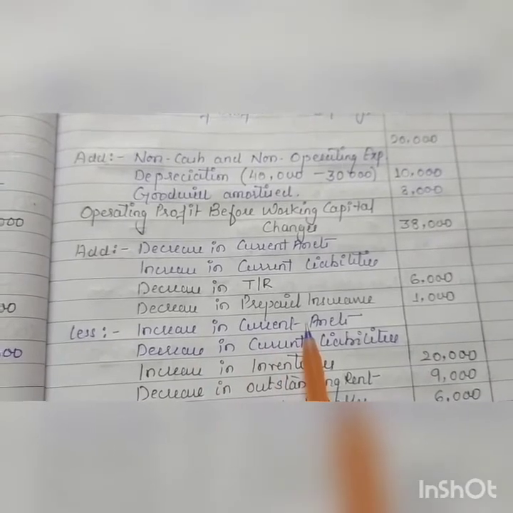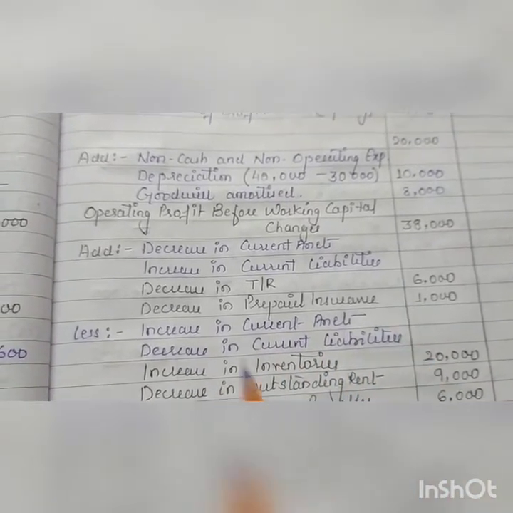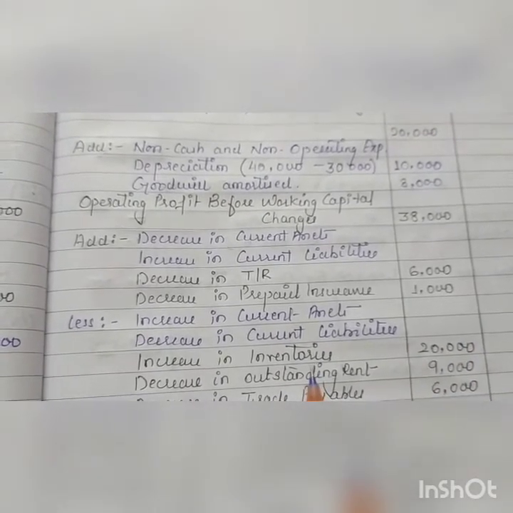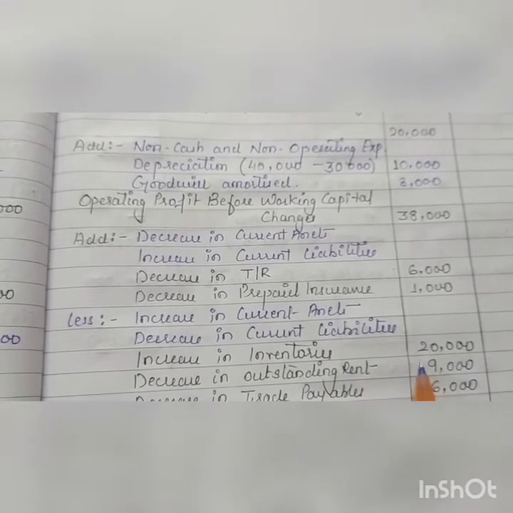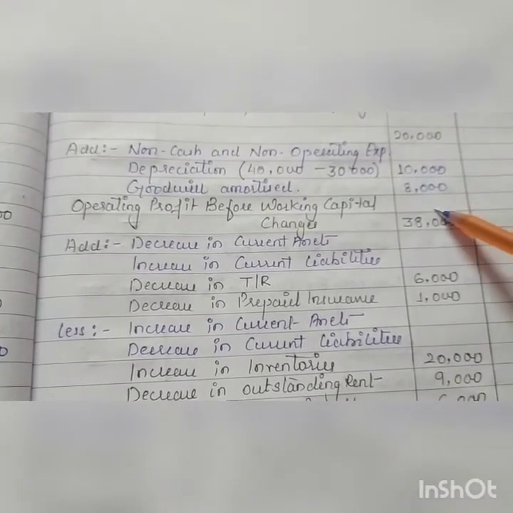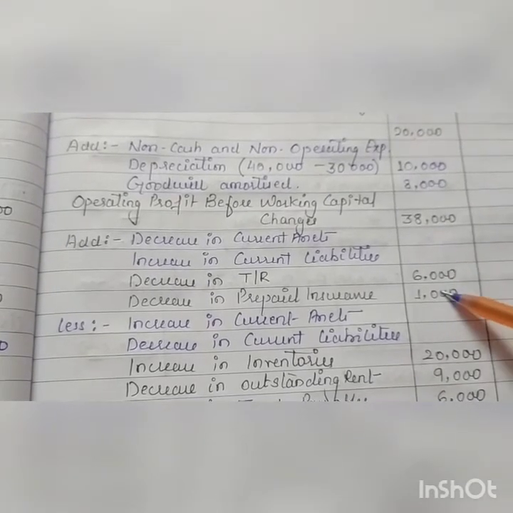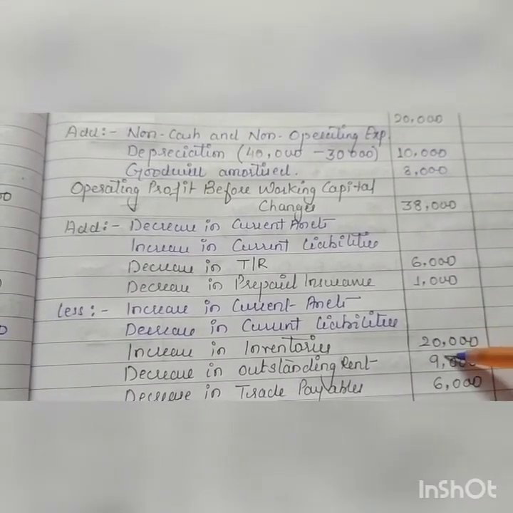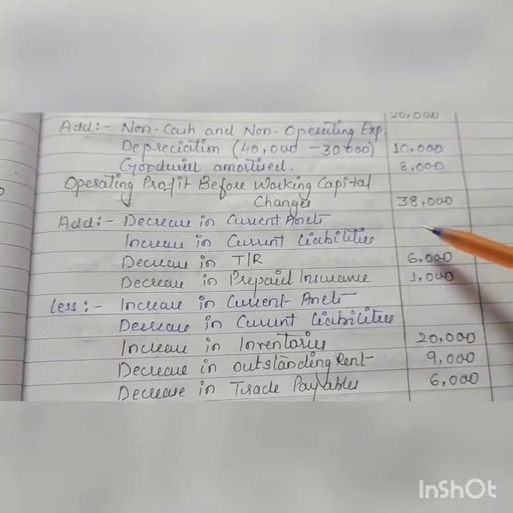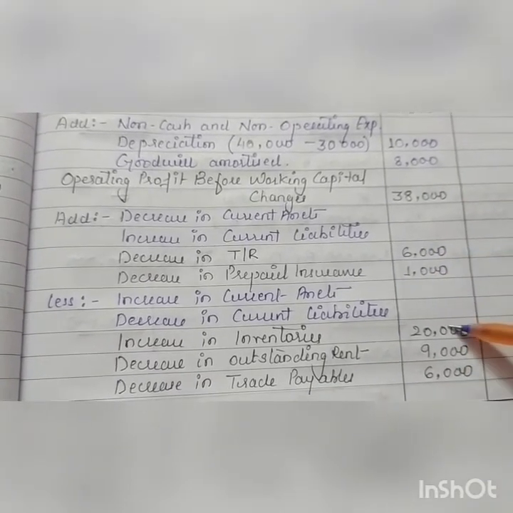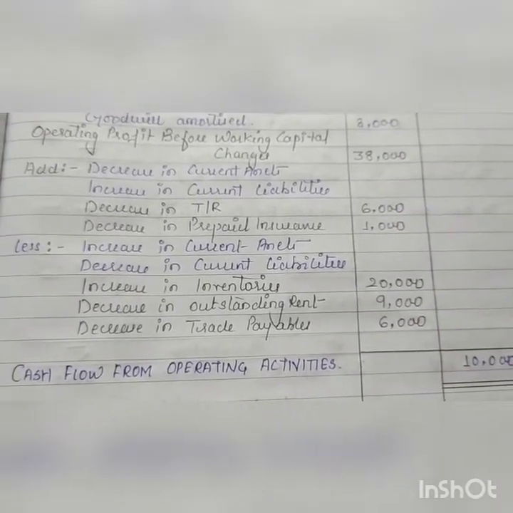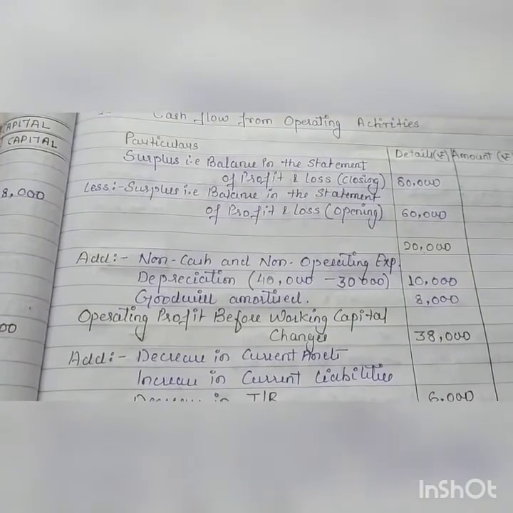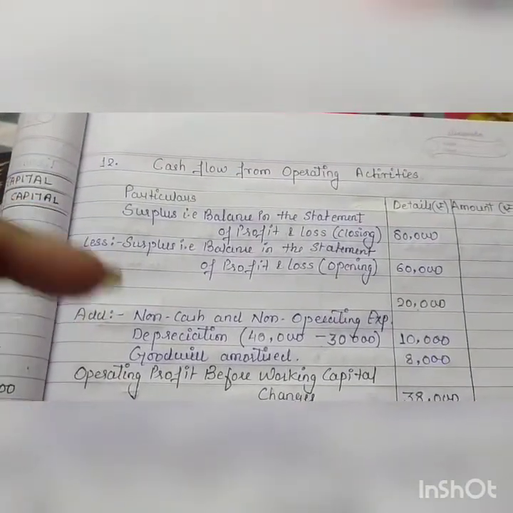Less increase in current asset, decrease in current liability. Inventories are increasing, you will subtract in the same manner. Outstanding rent and trade payable are decreasing, that's why we have subtracted. Now total 38,000 plus 6,000 plus 1,000 is 45,000 less 20 plus 9 plus 6 means 35,000. 45,000 minus 35,000, answer is 10,000. You will write cash flow from operating activities. Okay, so this was the individual activity question. You need to practice this type of questions as well.